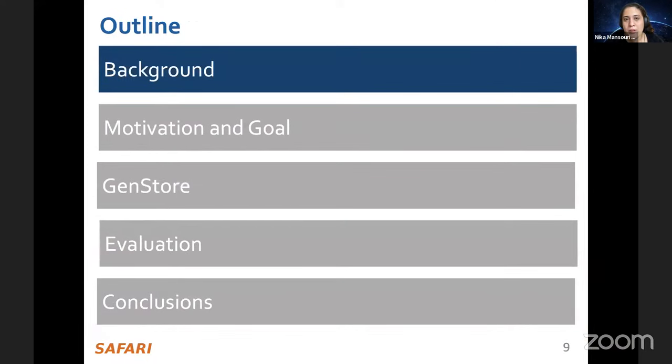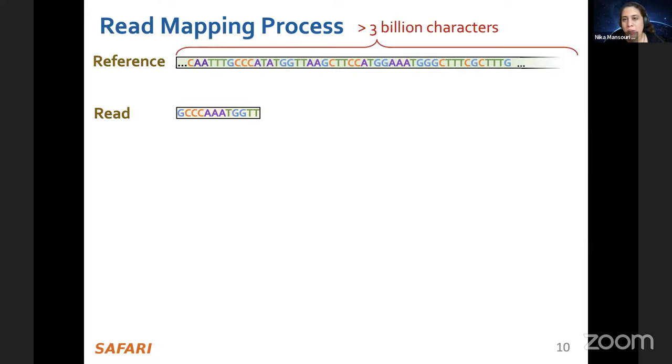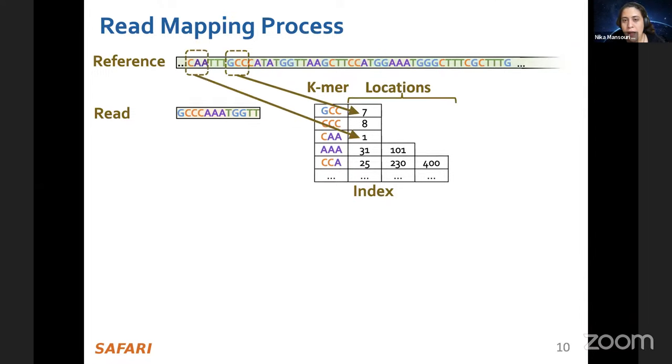Now I will provide a little bit more background on the read mapping process before we move on to the rest of the talk. As we discussed, read mapping requires doing this computationally expensive operation, and the search space for doing the mapping is large. Let's say the human reference genome is more than 3 billion characters. To enable an efficient search into this large space, we typically use an index of this reference genome that has k-mers, which are subsequences of length k extracted from the reference, and the corresponding locations of these k-mers in the reference genome.